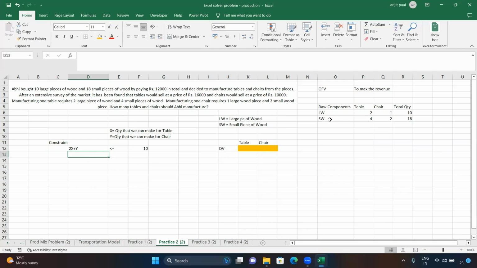Similarly, for the small wood, we can mention 4x + 2y <= 18 because we have a requirement of 4 small woods for table. So that is why we have mentioned 4x, and 2 small woods for chair. That is why we have mentioned 2y. The total should be less than or equal to 18 because 18 is the number of small wood pieces that is available as of now with us. So that again becomes a constraint.